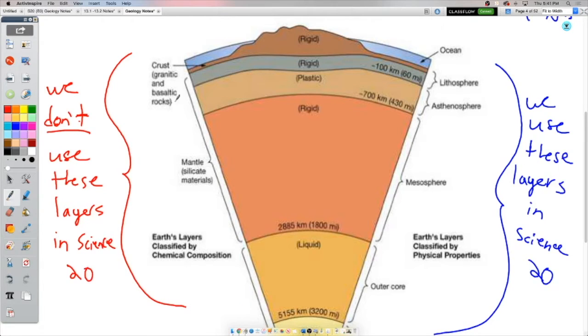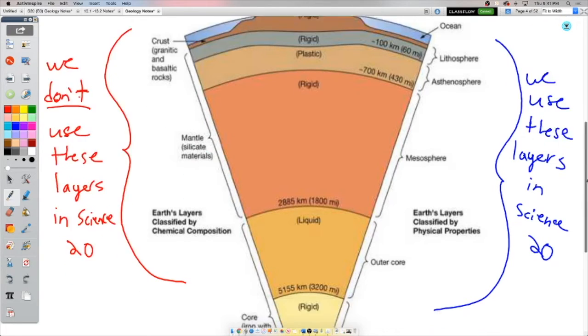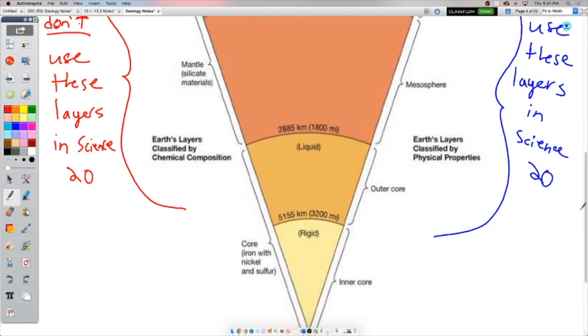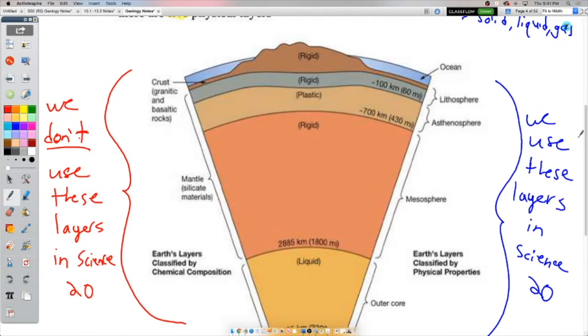They're saying the crust is made of granitic and basaltic rocks, what it's made out of. The mantle is made of silicate materials, again, what it's made out of. And then the core is made up of iron with nickel and sulfur. That's what it's made out of. How are we going to split it up? We're going to split it up based on how it acts.